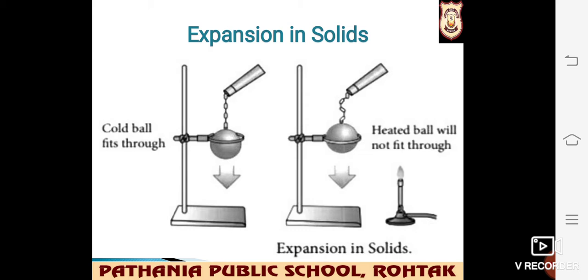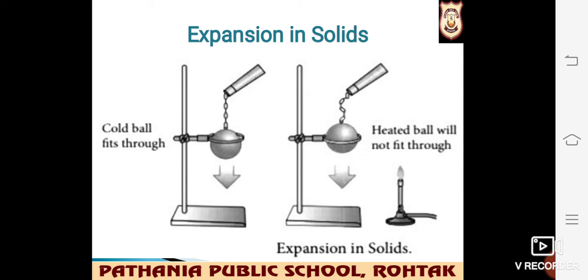We have discussed that whenever we heat up the molecules of the solid, they start vibrating around their mean position and the average distance between them increases and the volume increases. Now we will explain it by using this activity, which is thermal expansion in solids. You can see the apparatus we need to set up like this. Take an apparatus, it consists of a metal ring and a metal ball.